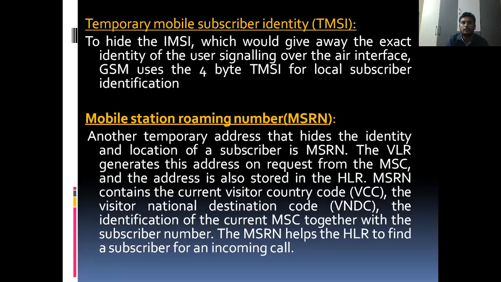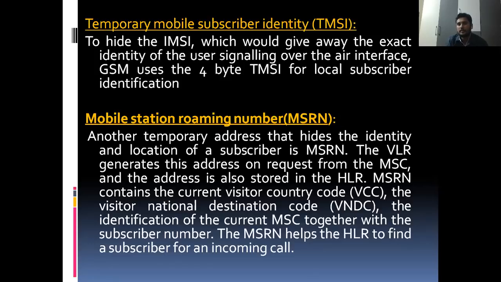Next, the mobile station roaming number MSRN, another temporary address that hides the identity and location of a subscriber. The VLR generates this address on request from the MSC, and the address is also stored in the HLR. The MSRN contains the current visitor country code VCC and the visitor national destination code VNDC, with the subscriber number. The MSRN helps the HLR to find a subscriber for an incoming call.